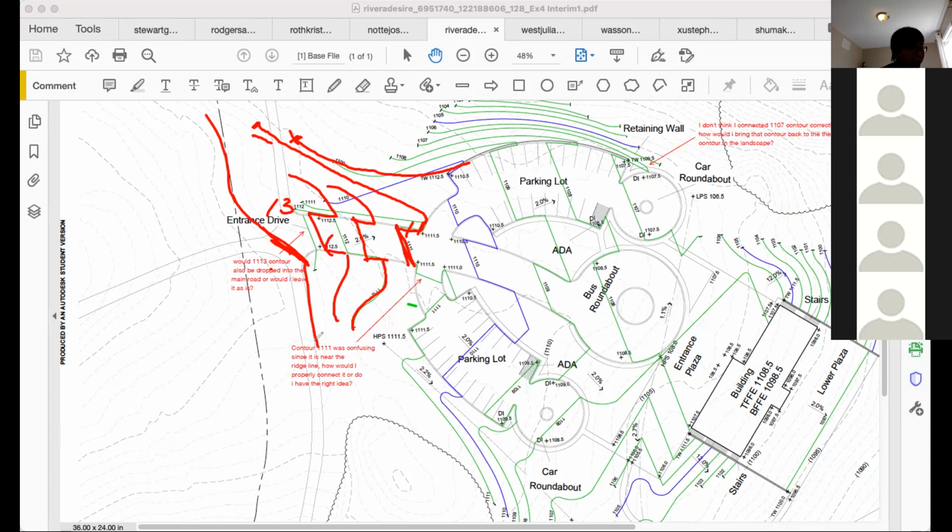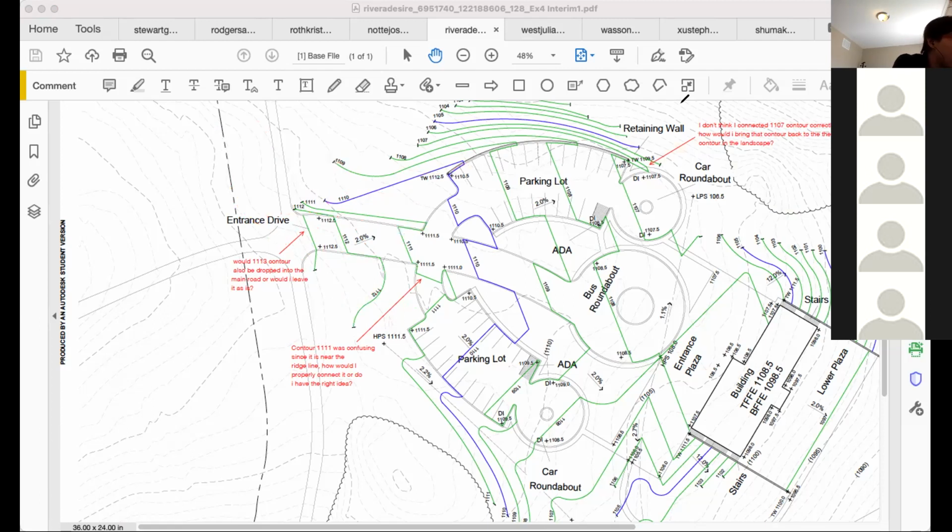Alrighty. Okay, yeah, go back to your base map, try to figure this part out. If you have further questions, hopefully we can take another look. Thank you. Alrighty, you're welcome.